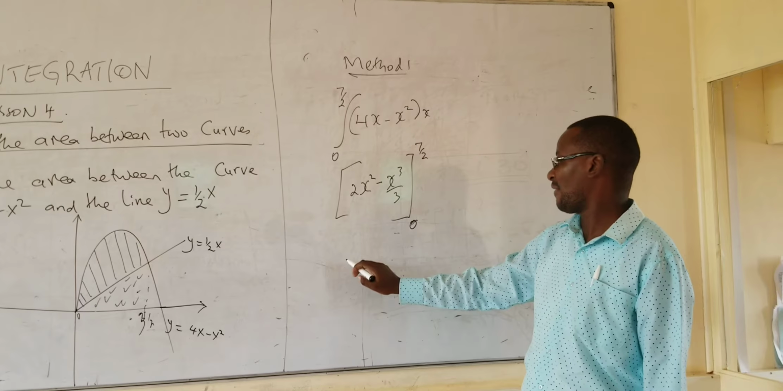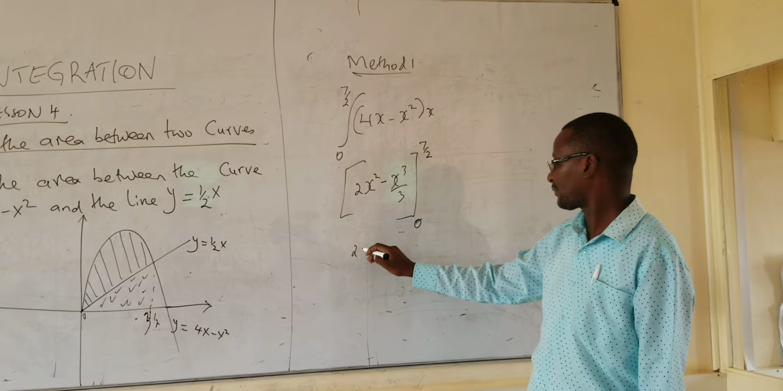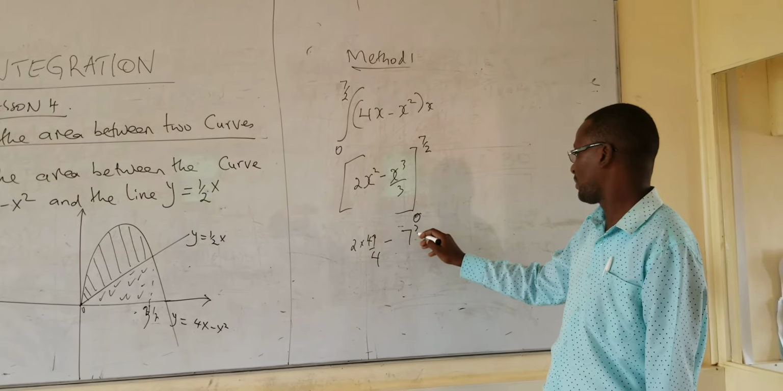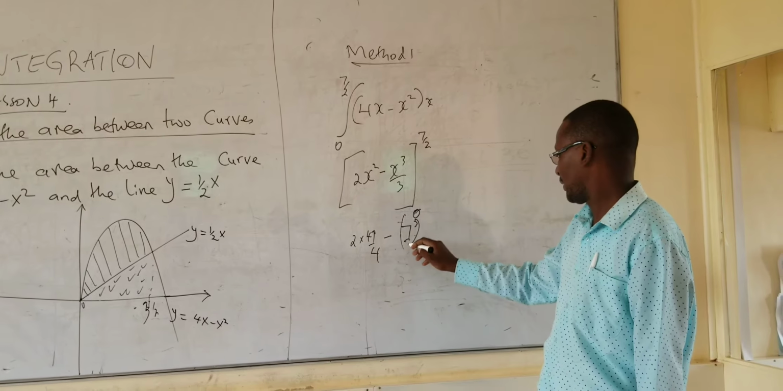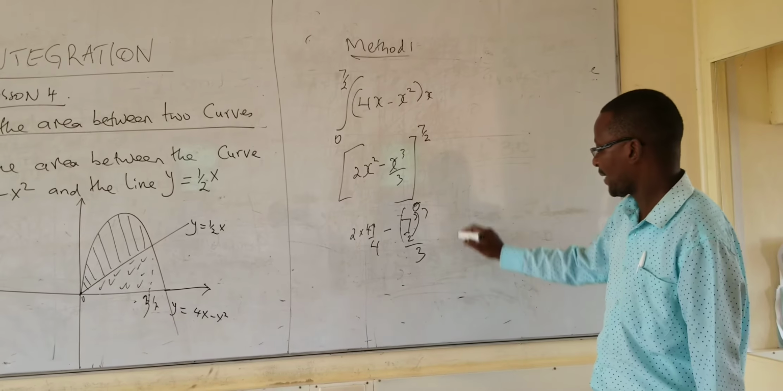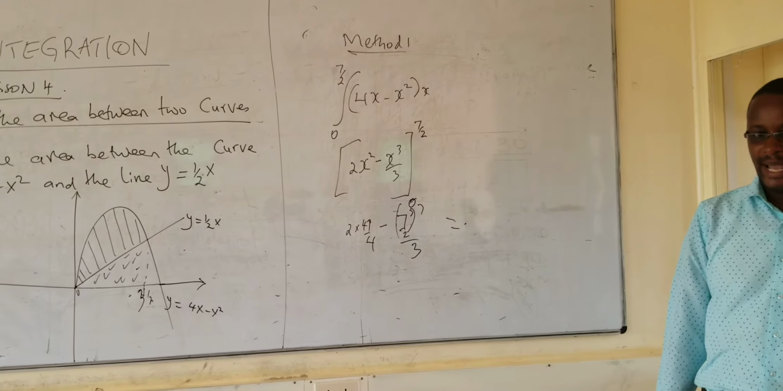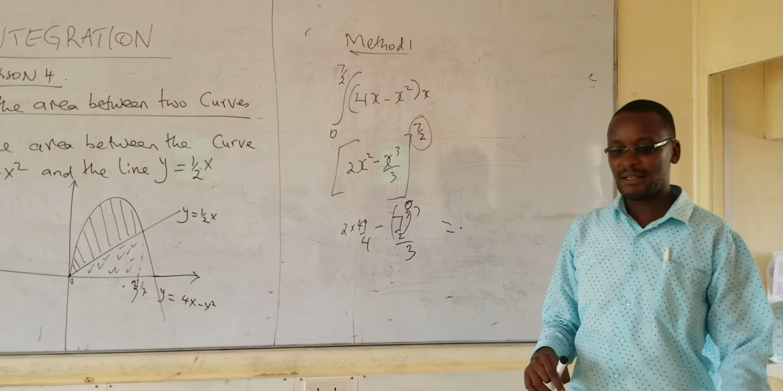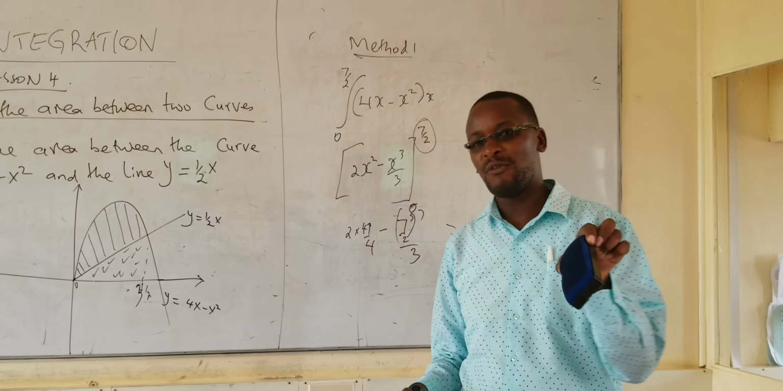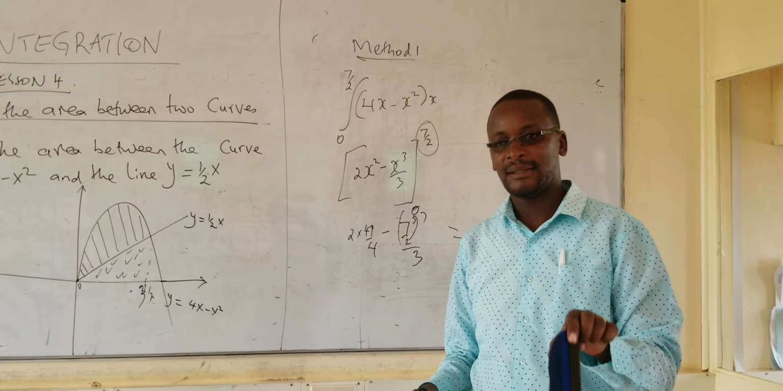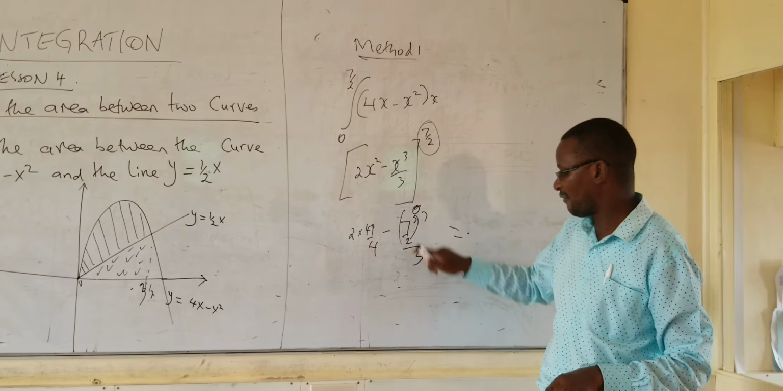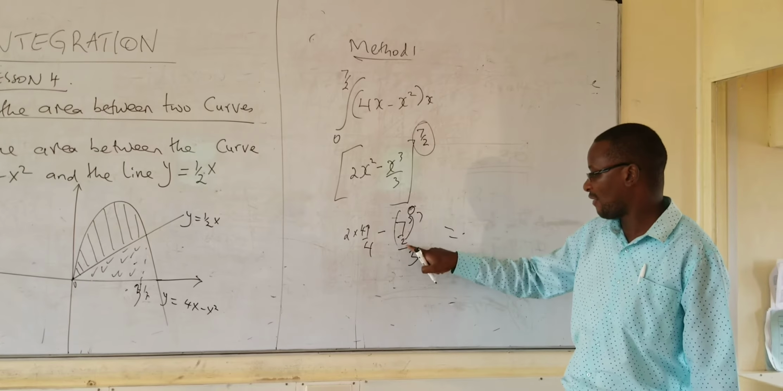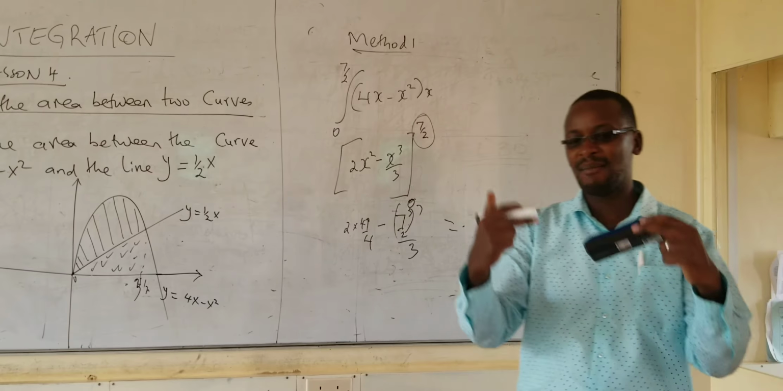So when you substitute 7 over 2 here, you will get 2 multiplied by 49 over 4 minus 7 over 2 cubed over 3. I want you to complete that part. And as you complete it, do not put a decimal here, because as you put that decimal, you will be forced to estimate somewhere. As you get 3.5 cubed, you will get a long number. But when you get 7 over 2 cubed, you will get a fraction.